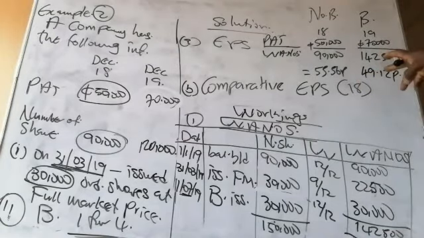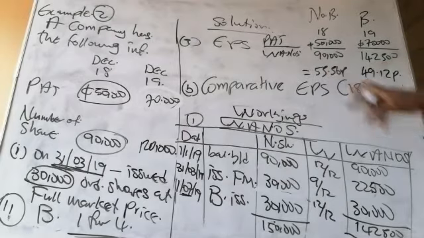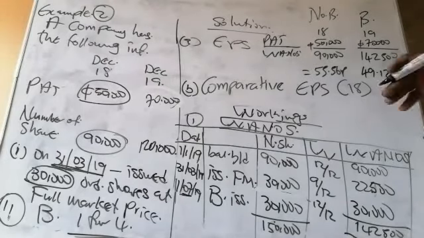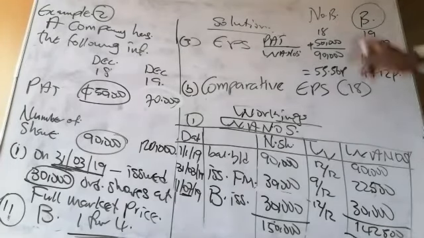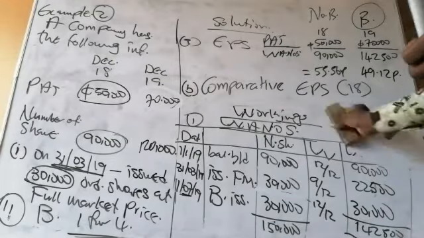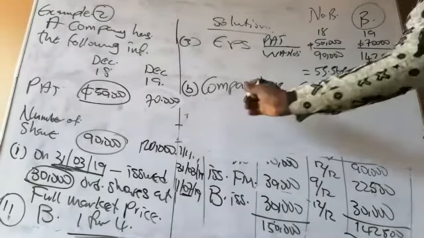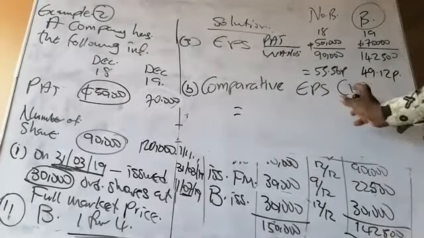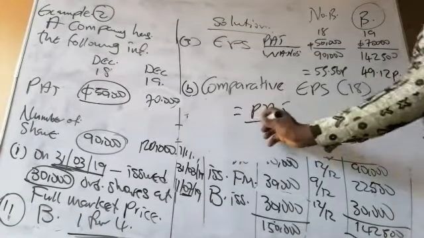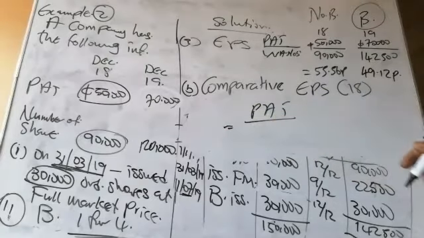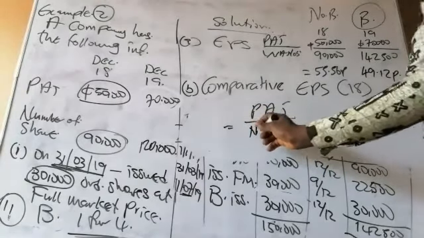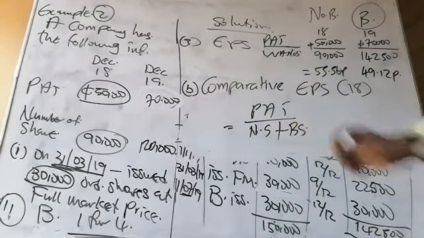Why? Because we can't compare 49 to 55.56. It is haram. We can't do that. Why? Because there are exceptional items. Here there's bonus, here there's no bonus. 2018, no bonus. So what do we do? So how do you calculate the comparative? The formula will be, the more I write the formula, the more I remember. Go to 2018 and pick profit after tax for 2018. Then divide it by the number of shares in issue plus the bonus shares. That's all.